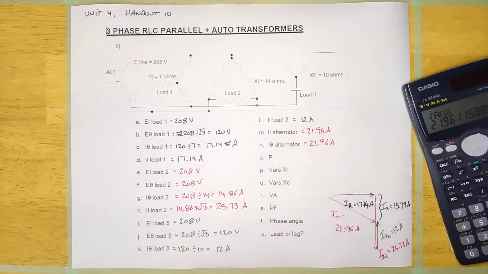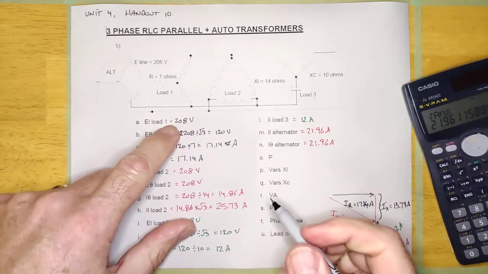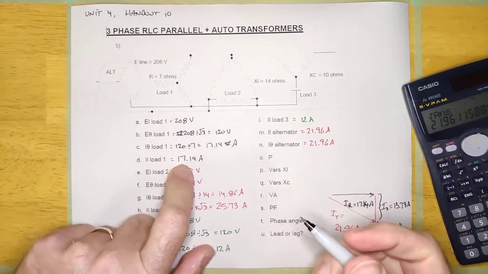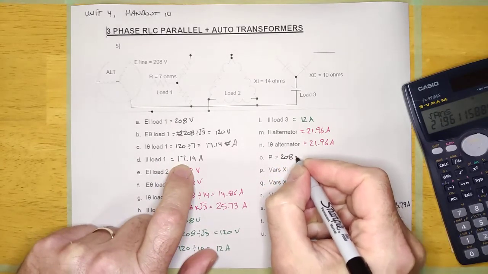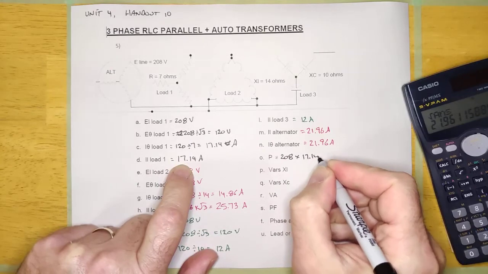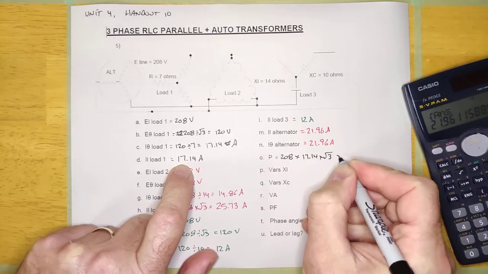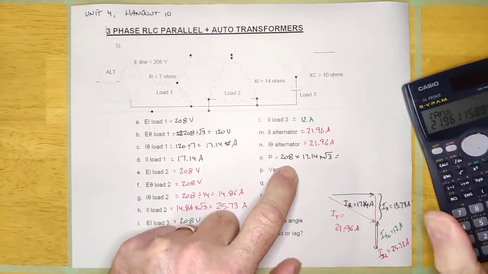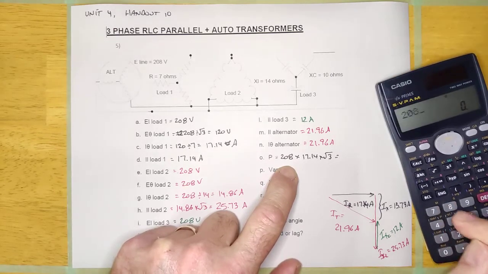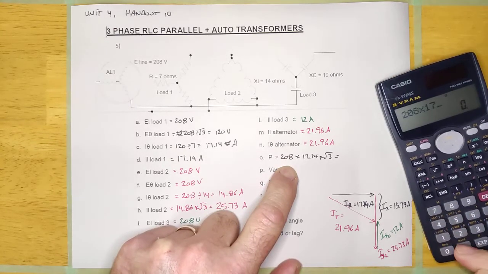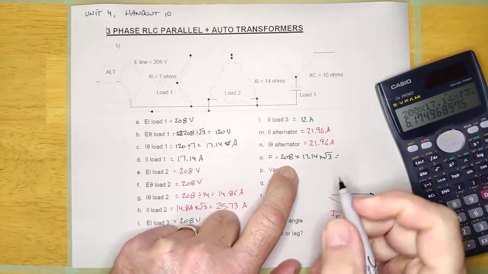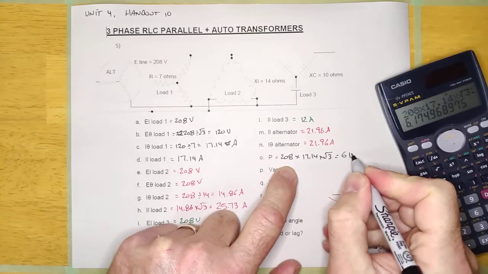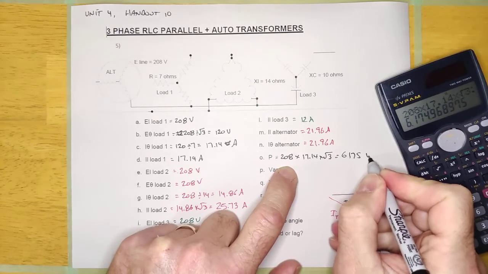We're going to calculate P. It is going to be the line voltage of the resistor bank times the line current of the resistor bank times root 3. So it should be 208 times 17.14 times root 3, because it's three-phase. Let's calculate that. 208 times 17.14 times root 3 equals, looks like, 6,175 watts.